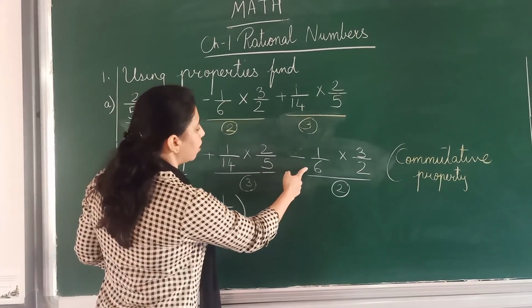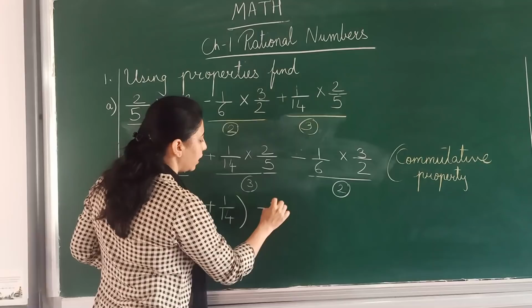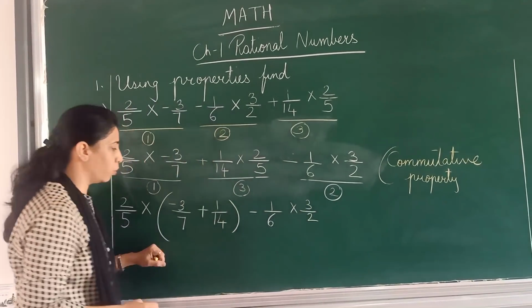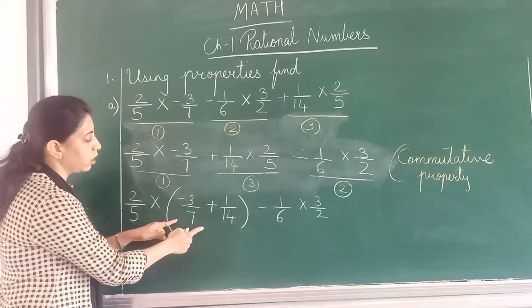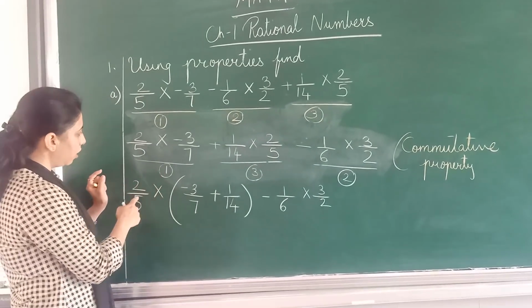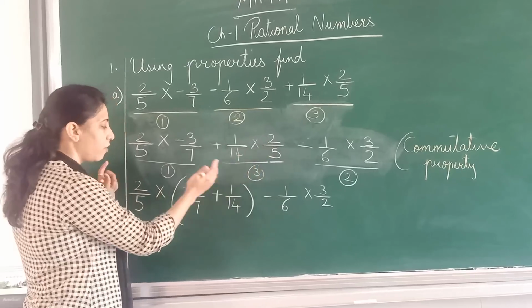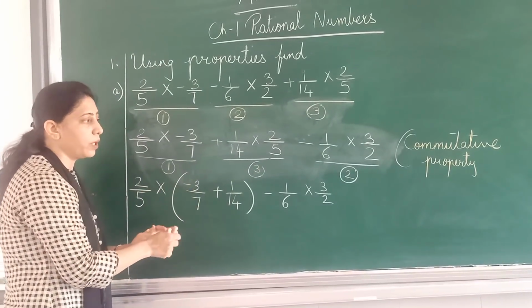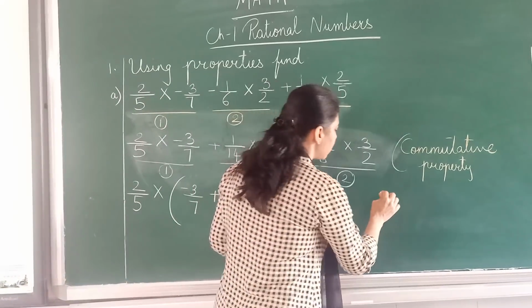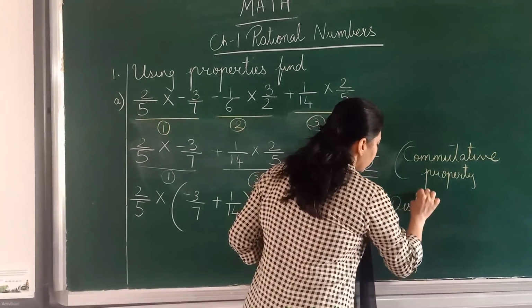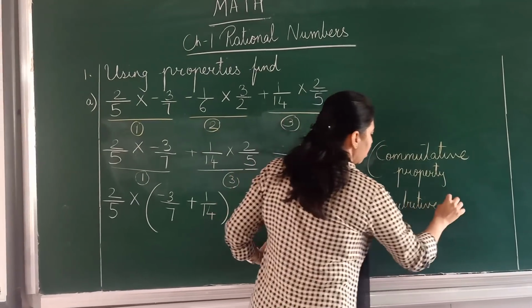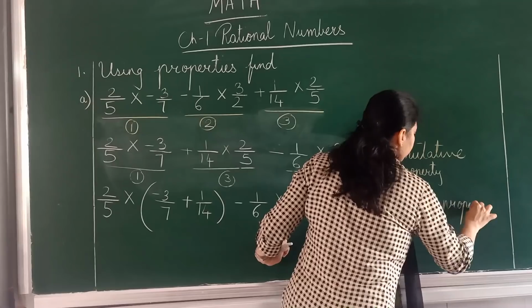Now the second sum I am going to write as it is: 1 upon 6 into 3 upon 2. Now what are you going to do? Here you are going to solve the bracket. Now 2 upon 5 is repeated, so I have taken it as common, and the rest of the things I have put in the bracket. This property is called distributive property. So I have used one more property over here, that is distributive property.